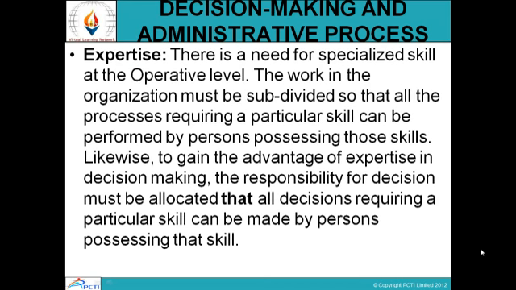Expertise. It always requires an expert to take good decisions for the processes of the organizations. So it is subdivided so that all the processes require particular skills and can be performed by a particular person.